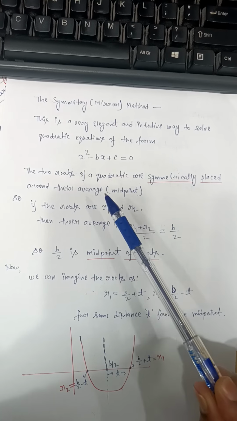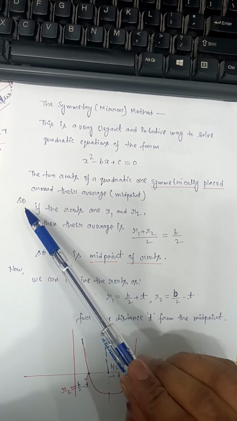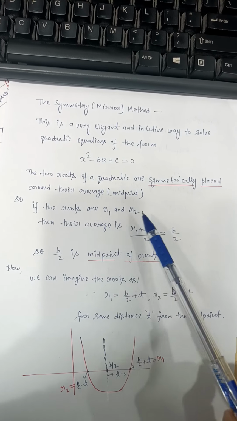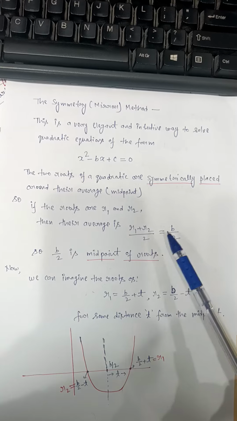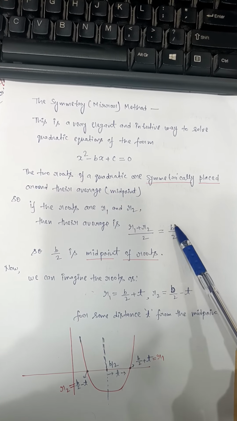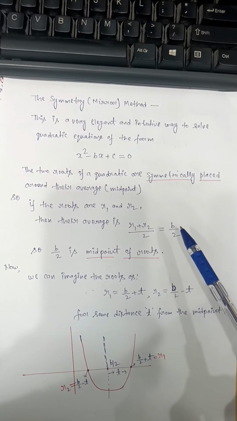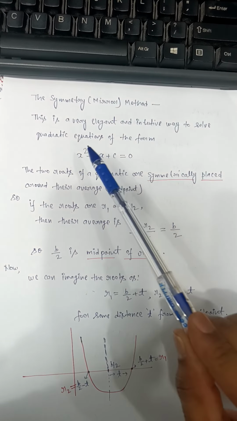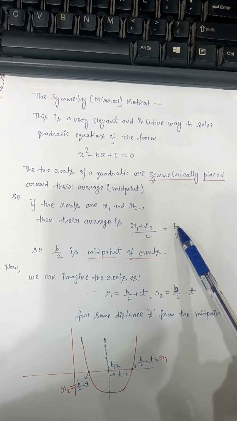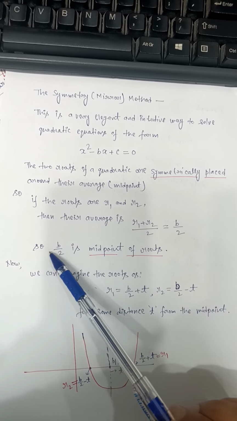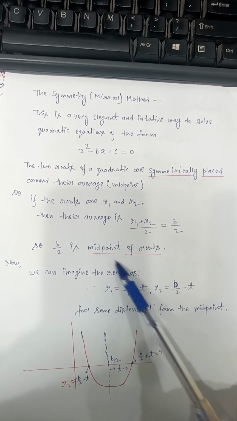their average, and that is called the midpoint. So suppose the roots are r1 and r2, then their average is (r1 plus r2) divided by 2, and that is equal to b divided by 2, because in the quadratic equation b is the sum of the roots. It is the negative of that, so the negative and negative will become plus, so that's why it is b by 2. So b divided by 2 is the midpoint of the roots, or the average of the roots.